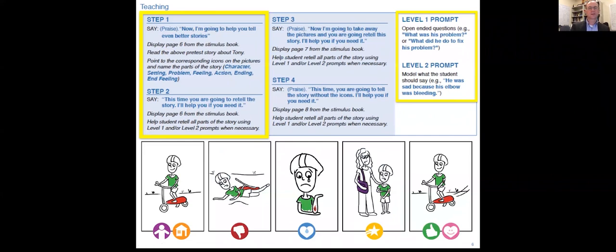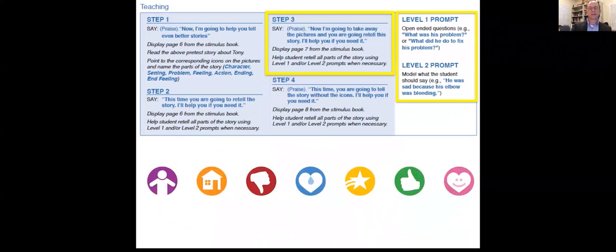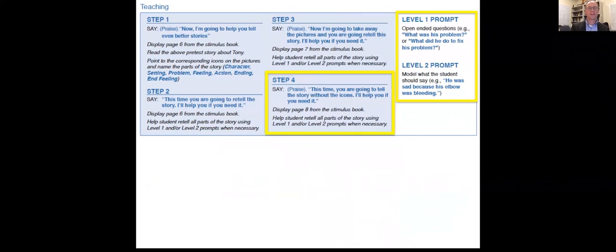We use pictures, then we use just icons, and all the while they're retelling the story and we're supporting them. And then we take away the pictures and icons and we still provide assistance to these students and help them learn how to tell a story. It takes about 7 minutes or so.